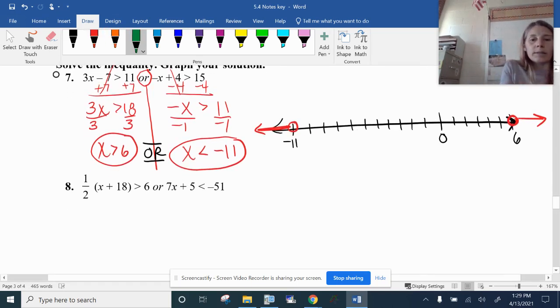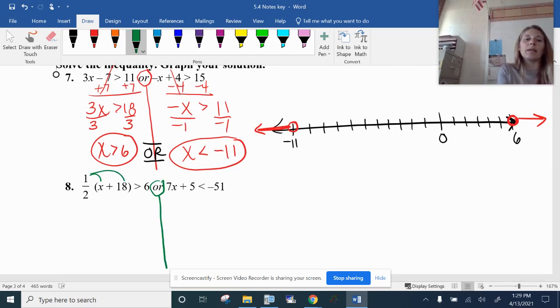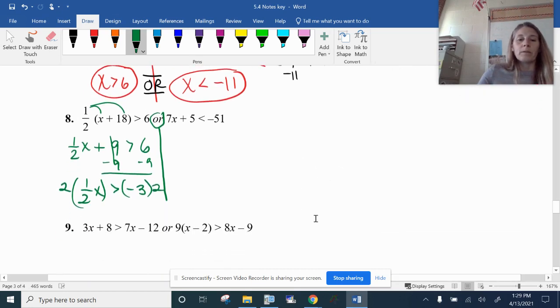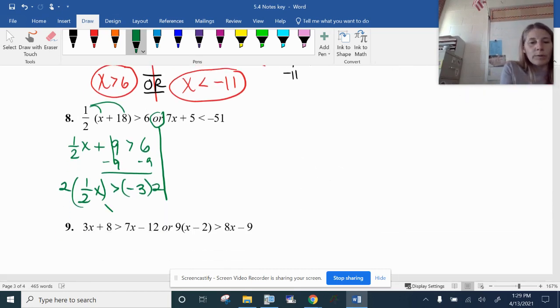Okay, so then the next example, again, is an OR problem. So we're just doing two separate problems, but graphing them together. Half times x plus half of 18 is 9. Subtracting the 9, 1/2 x is greater than negative 3. And then I'm going to multiply by my reciprocal to get that x by itself. So I end up with x is greater than negative 6.